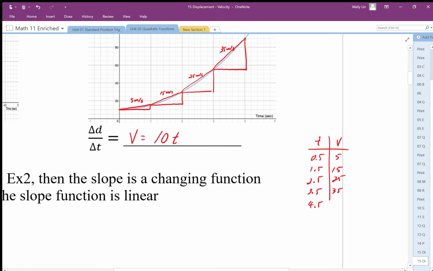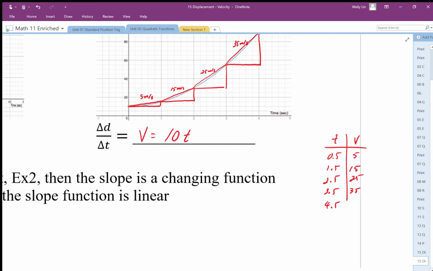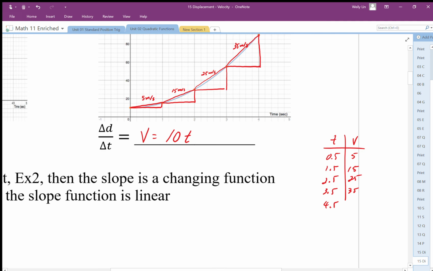This is not a simple thing to do. I've done it quickly because I've seen this before and I know what I'm doing. But there's this analysis where we can come up with a function that finds the velocity of these graphs based on a displacement graph.